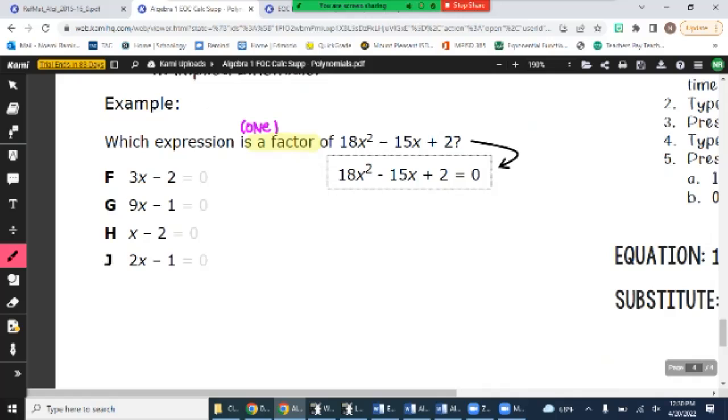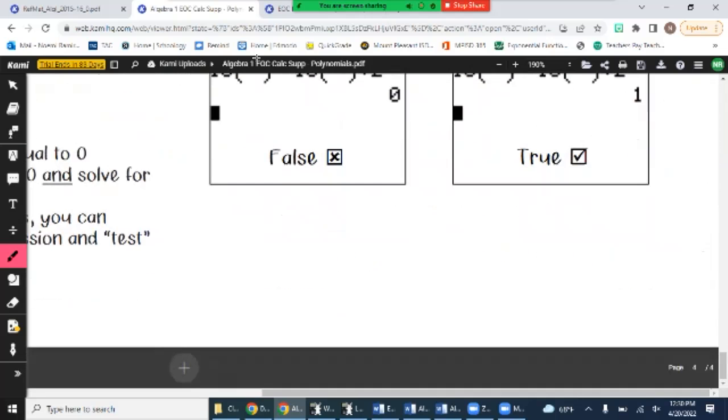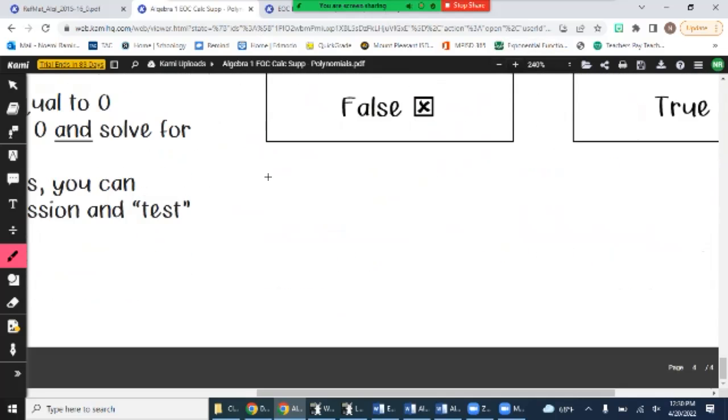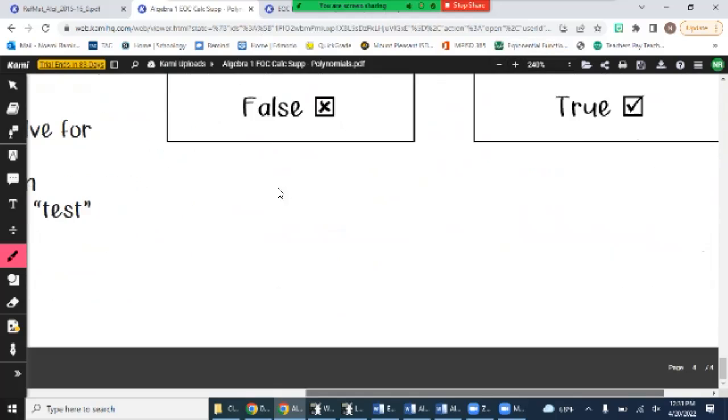Now, to best explain why we're going to do the calculator trick that we're doing, we're going to have to work this out the long way. Okay, so I'm going to work it out the long way, the right way, right here under these true false boxes on the side.